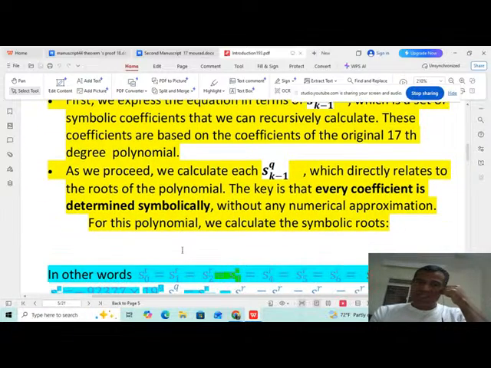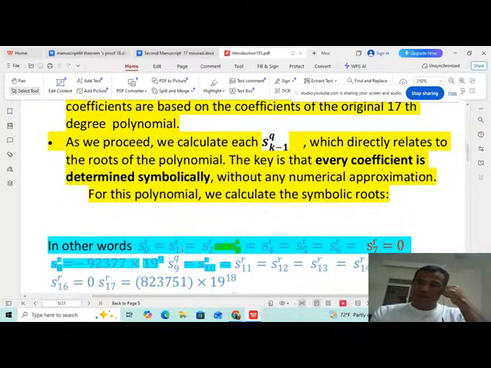As we proceed, we calculate each sk minus 1 over q, which directly relates to the roots of the polynomial. The key here is that every coefficient is determined symbolically without any approximations. For this polynomial, we calculate the symbolic roots.